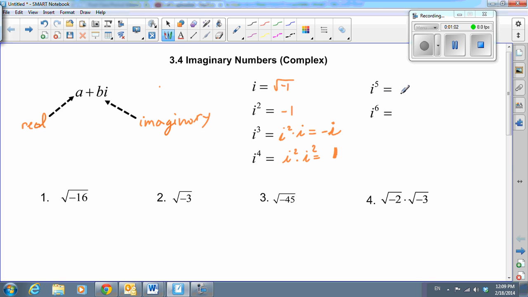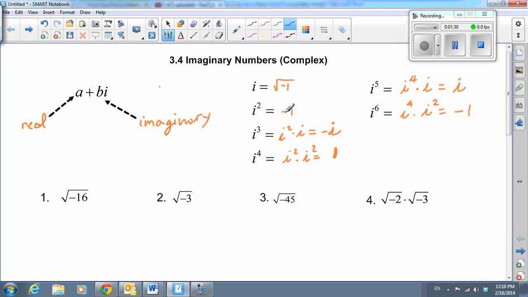i to the power 5 is i to the power 4 times an extra i, which is equal to 1 times i. i to the power of 6, I have many ways of solving this. I can say it's i to the 4 times i squared, i to the 4 being 1, i squared being -1. So that will just be -1.